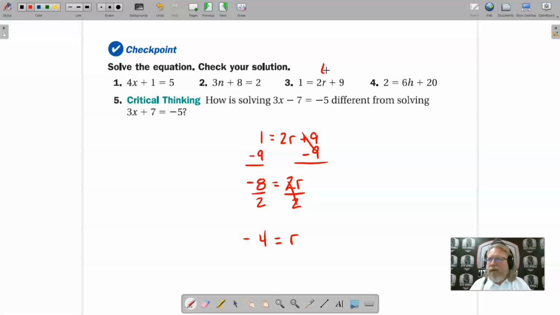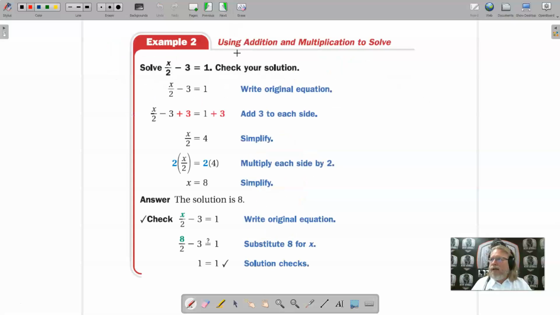If we plug that back in up here, and we did 2 times negative 4, it's going to give us a negative 8, and then we add 9, well, that's going to produce for us a value of 1, and sure enough, 1 equals 1, so we know that our solution is correct. Looking at the next one, example 2, we're going to use addition and multiplication to solve.